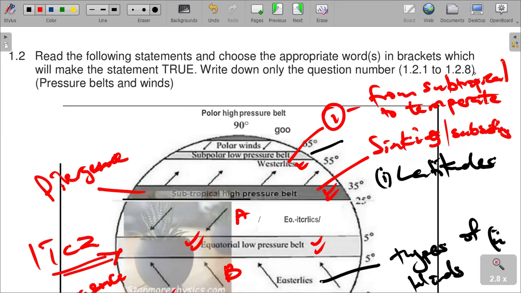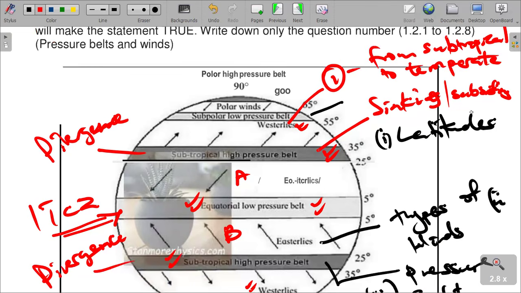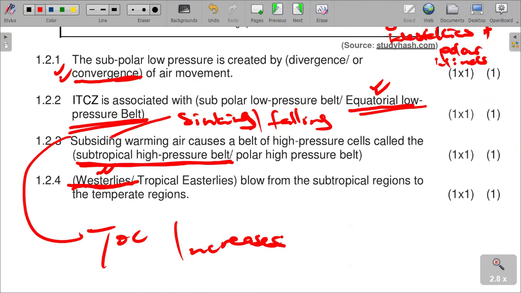We can see this by going to the infographic, and then you are able to see it from the subtropical high pressure. From 35 degrees latitude and above, we have westerly winds which are moving into the subpolar pressure belts. It is the westerly winds that go into the temperate regions. Therefore, the answer is westerly winds, number 1.4, 1.24.